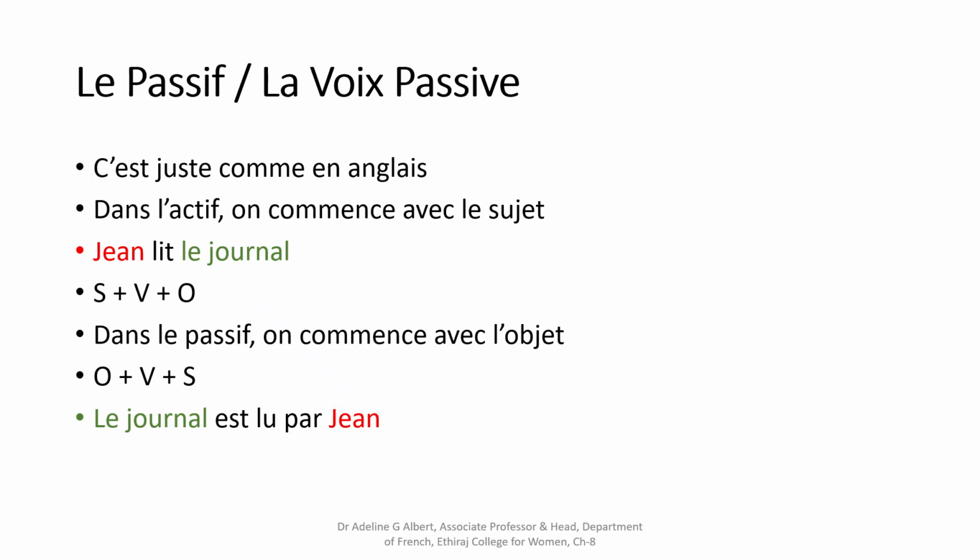Now the same sentence over here has become le journal. It was normally at the end. Now it's come at the beginning. Et lu par, the verb has become three parts. Et lu par, and Jean comes at the end. So this is the passive voice. It's just like in English. In English you say John reads the newspaper. The newspaper is read by. The verb becomes is read by John. The same thing is reproduced in French. D'accord?